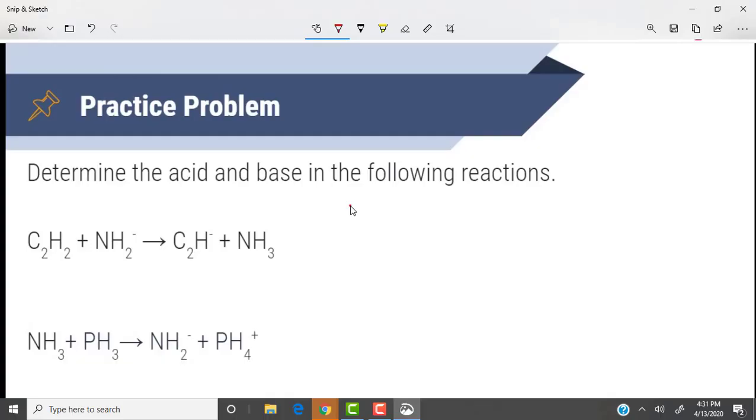Let's go ahead and determine the acid and base in the following reactions. Remember that acids donate H, and bases accept H. So if I look at the two species over here, which one donates and which one accepts? If you look, it appears that this H here is donated to NH2 to create NH3. So because this donated, this is our acid, and this is our base.